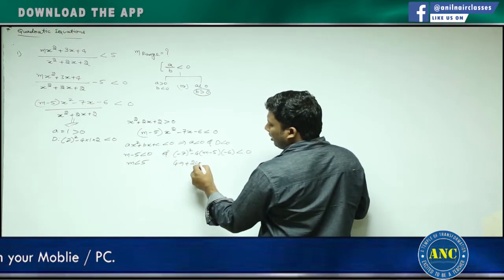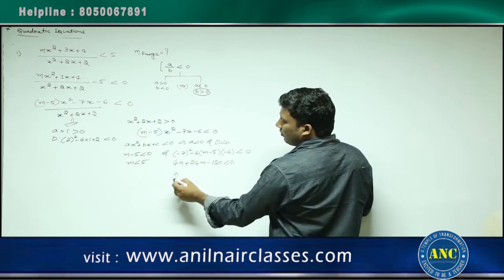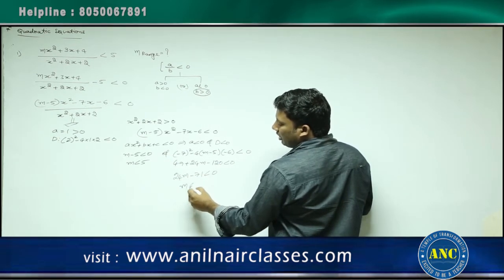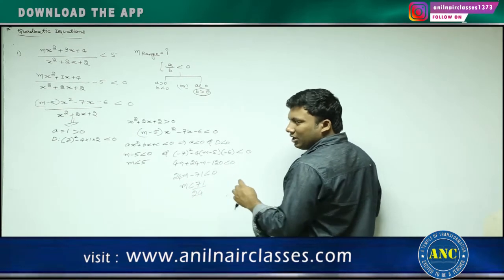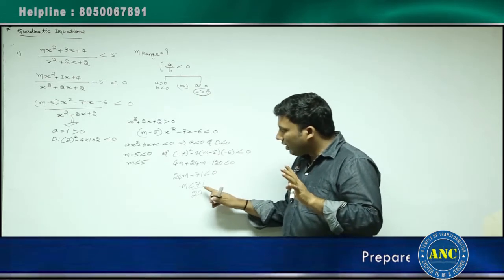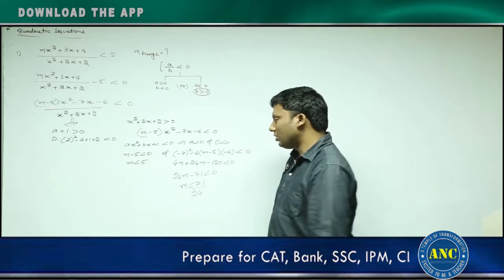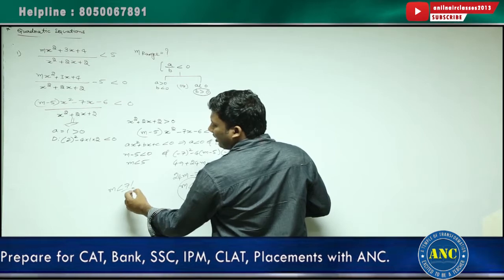49 plus 24m minus 120 less than 0. 24m minus 71 less than 0. m less than 71 by 24. 71 by 24 is close to 72 by 24, which is 3. Any value less than 3 is also less than 5. So the answer is the intersection of these both, m less than 71 by 24.